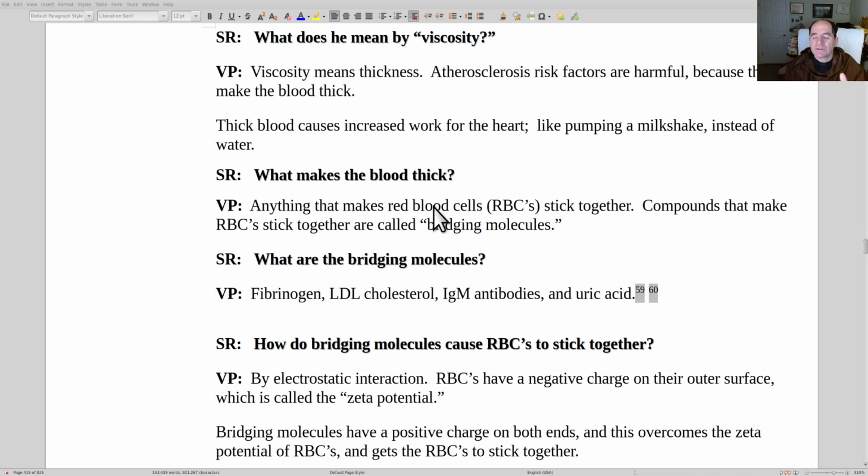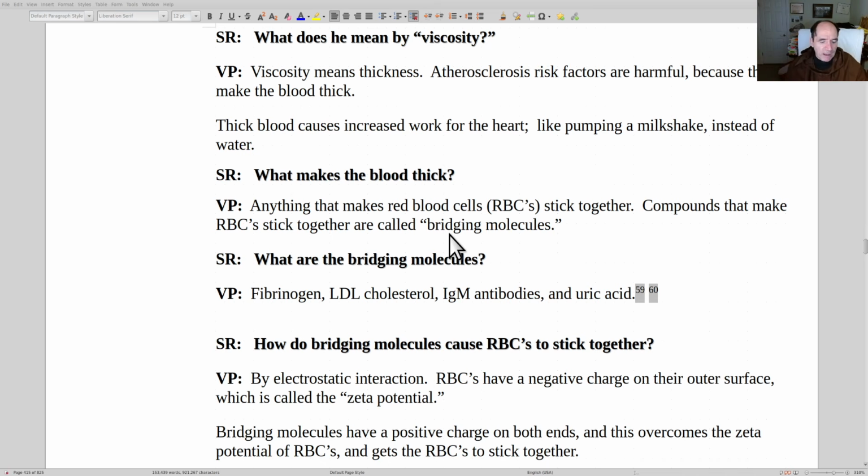Cholesterol sulfates, heparin sulfates on the glycocalyx, the carbohydrate structural coating of cells. So, what things can make the red blood cells stick together? Let's say you have two negatively charged red blood cells next to each other. They're going to repel each other because they have negative charges on their outer surface.